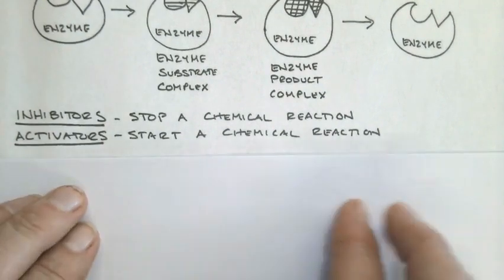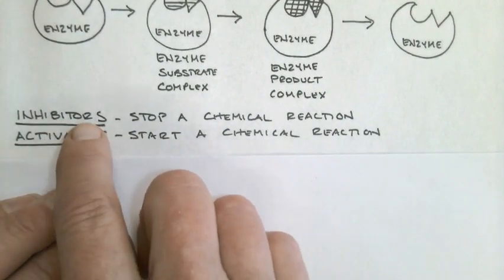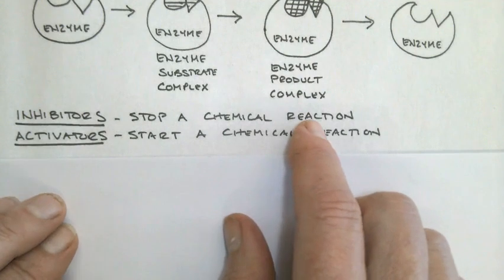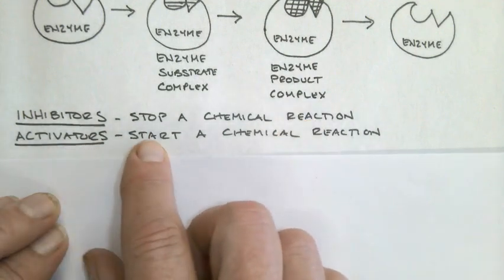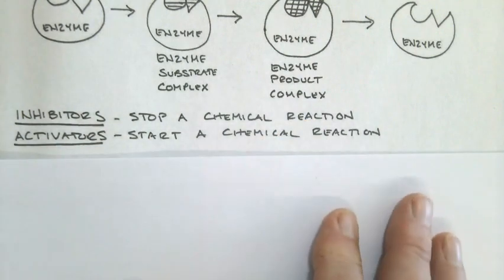2 other terms, there's something called inhibitors. An inhibitor inhibits or stops a chemical reaction, and an activator starts a chemical reaction.